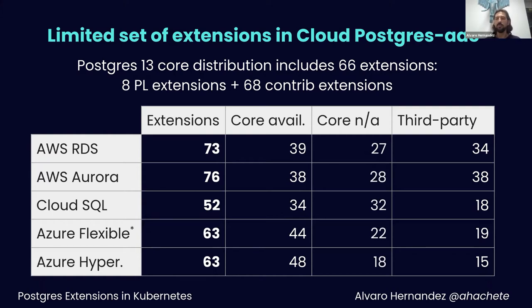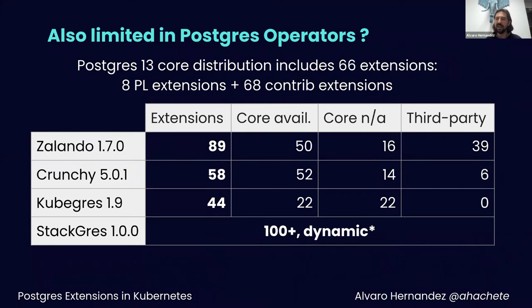Now, Kubernetes operators allow you to enjoy an experience similar to managed Postgres as a service. So maybe Kubernetes operators are the answer to this, because there maybe you will have more freedom. Well, the reality is that the landscape looks pretty much the same. We look here at some of the open source Postgres operators that we were able to run the test on, to count the number of extensions available. And the Zalando operator, for example, brings around 90 extensions, of which around 40 are third party. It's not about numbers, but other operators are definitely more limited in terms of the extensions, and particularly third-party extensions, that are offered.